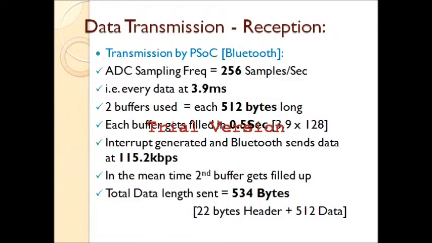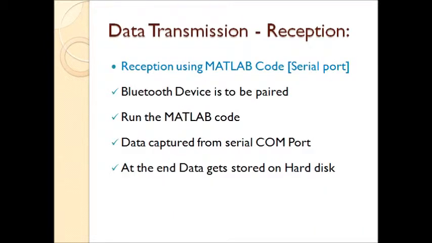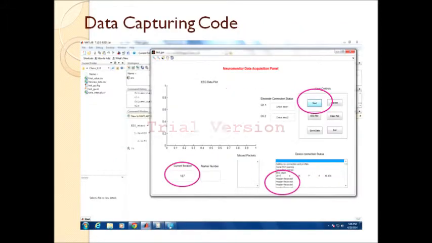So the next step was data transmission and reception. Transmission is on the on-chip Bluetooth, which sends the data with a speed of 115.2 kbps. The whole one buffer is of 534 bytes, including header. Data are received on MATLAB code. This is the acquisition panel.